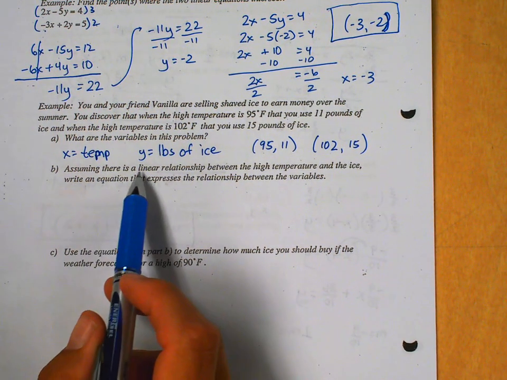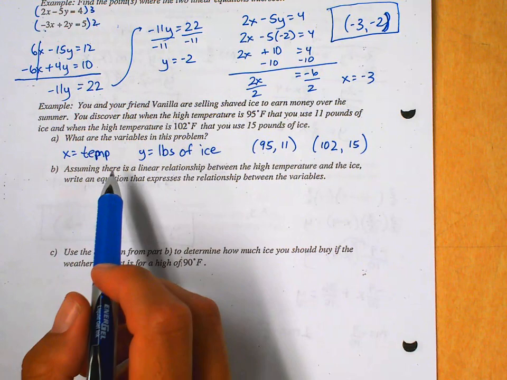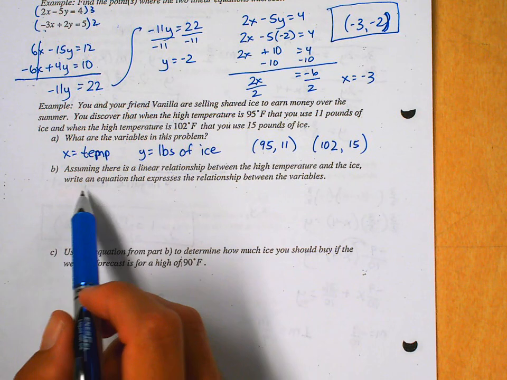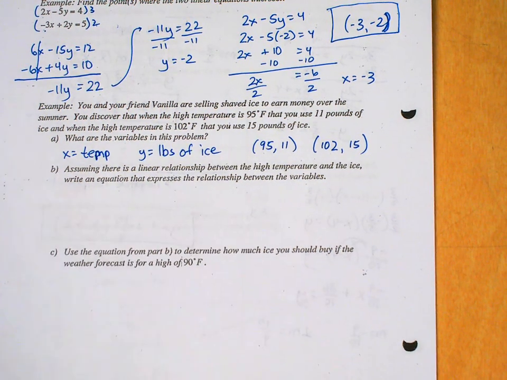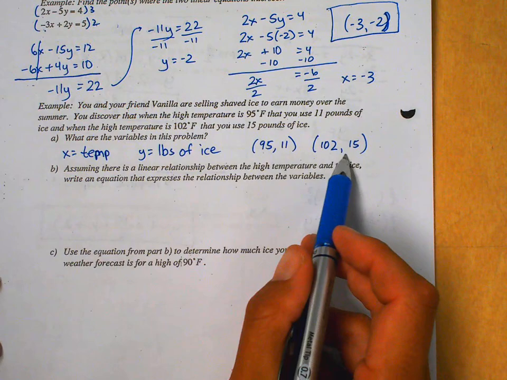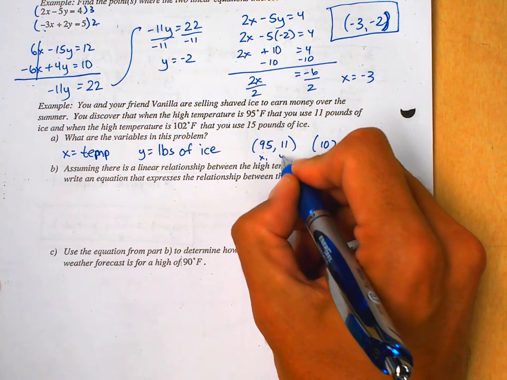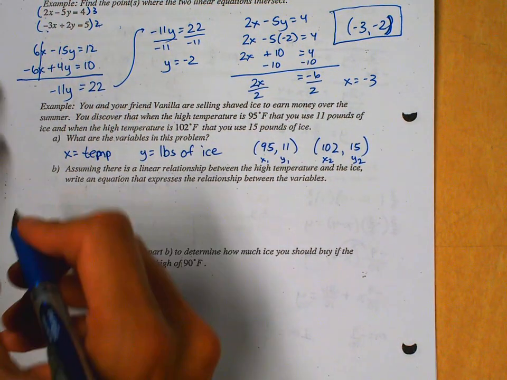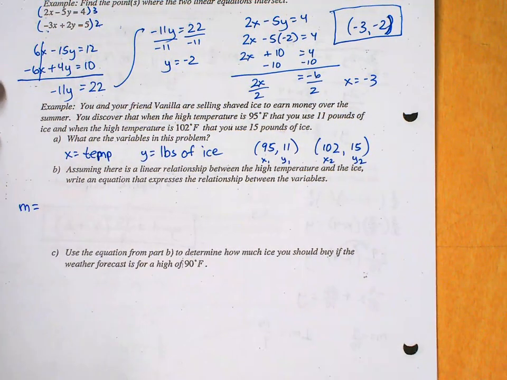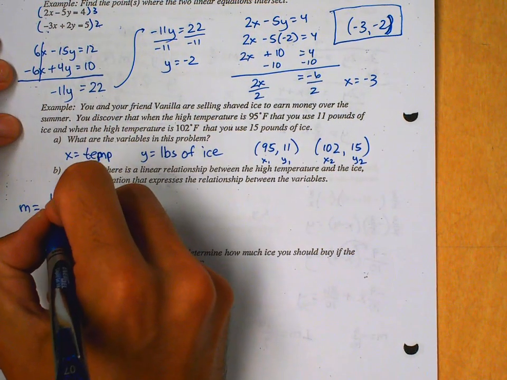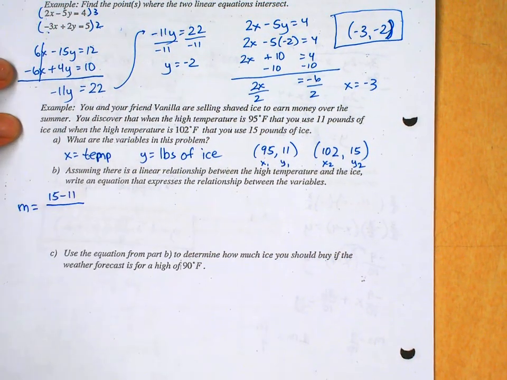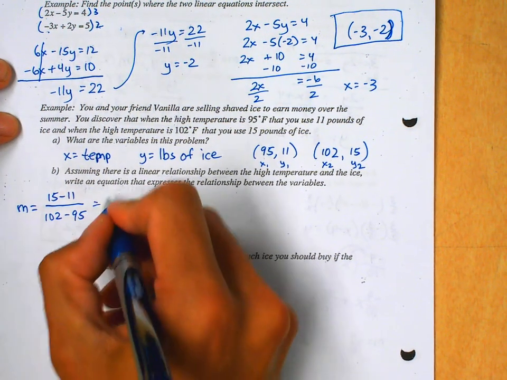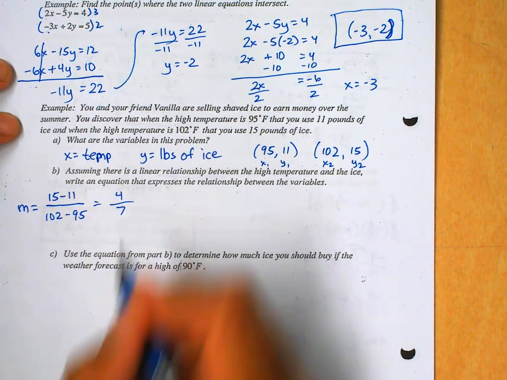Now it says, assuming there's a linear relationship, you can't always assume that, but it's telling us in this situation, assuming it's linear, write an equation that expresses the relationship between the variables. Well, we've been doing that all along. We've got two ordered pairs here, so we've got our x1 and y1 and our x2 and y2. So we're just going to find the slope. M equals y2 minus y1, 15 minus 11, over x2 minus x1, 102 minus 95. 15 minus 11 is 4, 102 minus 95 is 7.